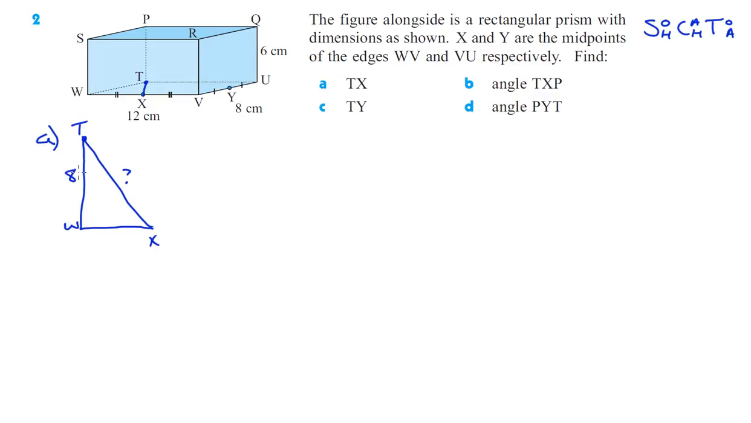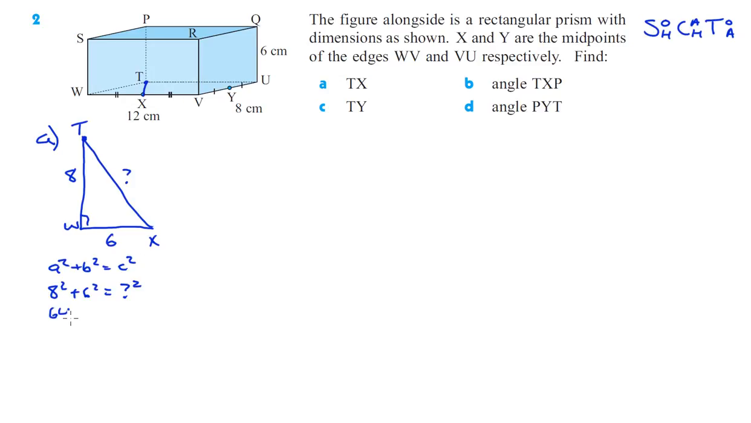This length right here, TW, is the same as this VU, which is 8. And if this cuts this exactly in half, half of 12 is going to be 6. So this is going to be 6. That's a right angle. So if we're looking for this one right here, we're going to want to do a squared plus b squared equals c squared, right? So we've got 8 squared plus 6 squared equals, at this point, question mark squared. So that's what we're looking for. That's the hypotenuse because it's across from the right angle.